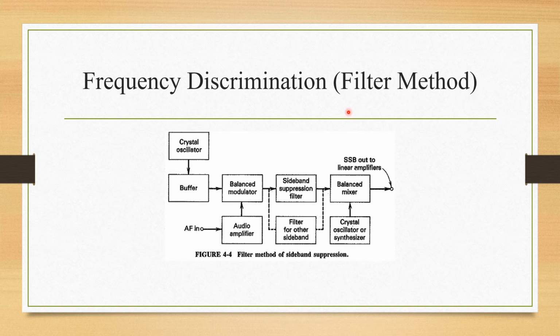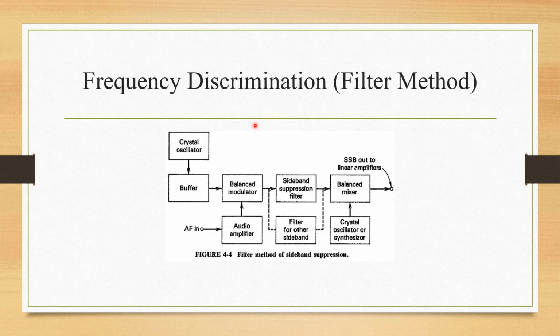In SSB we have two types of methods: the frequency discrimination or filter method, and the phase shift method. I once again repeat, there are two methods in SSB SC AM. The first is frequency discrimination and the second is the phase shift method. The frequency discrimination method is generally used for generating the SSB signal, and you use a single sideband band pass filter to suppress the carrier.